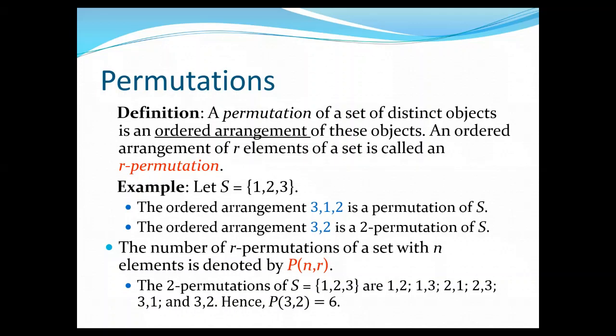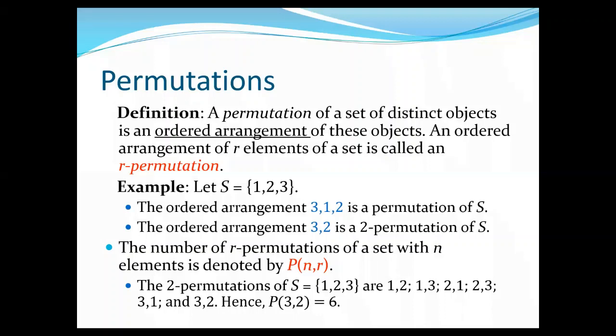An ordered arrangement of r elements of a set is called an r-permutation. An r-permutation is basically where we're not going to get all elements of the set to arrange. For example, we have 5 elements in a set and we're just going to get 3. Those 3 elements will be arranged to create the pattern, and we call that a 3-permutation. 3 means 3 elements from the given set.